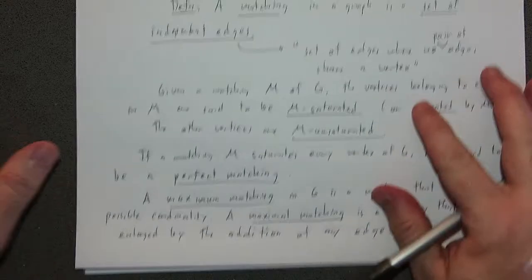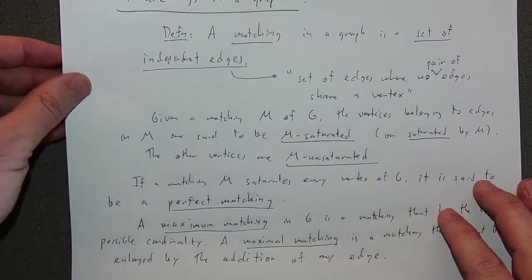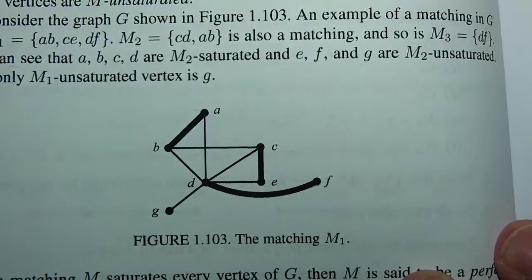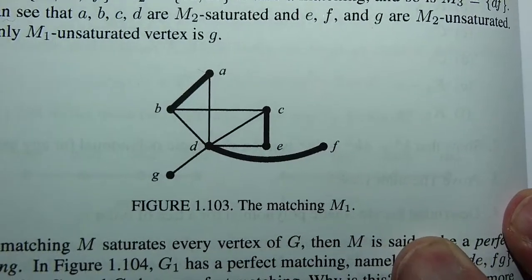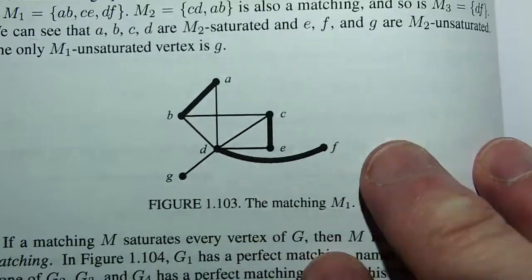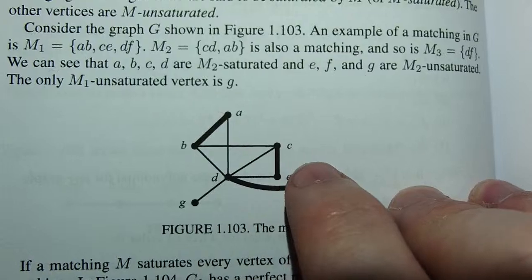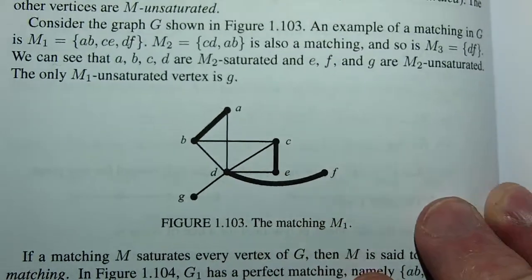Okay, so let's do some examples here. We'll bring all these terms back. So the first example that I want to do is the following. I'm going to bring this book over. Let M1 be the matching that is denoted here as AB, CE, DF. So it contains three edges. They're highlighted in bold black here. So AB, CE, and DF. That is a matching.